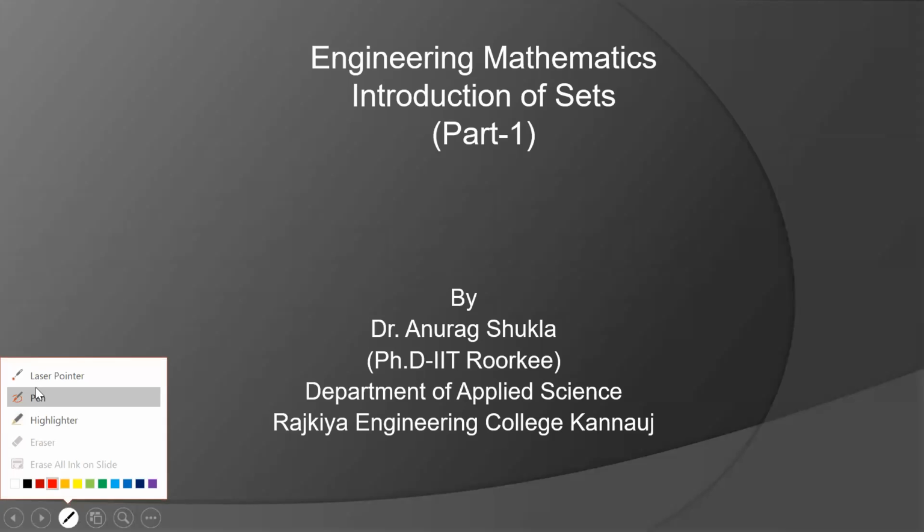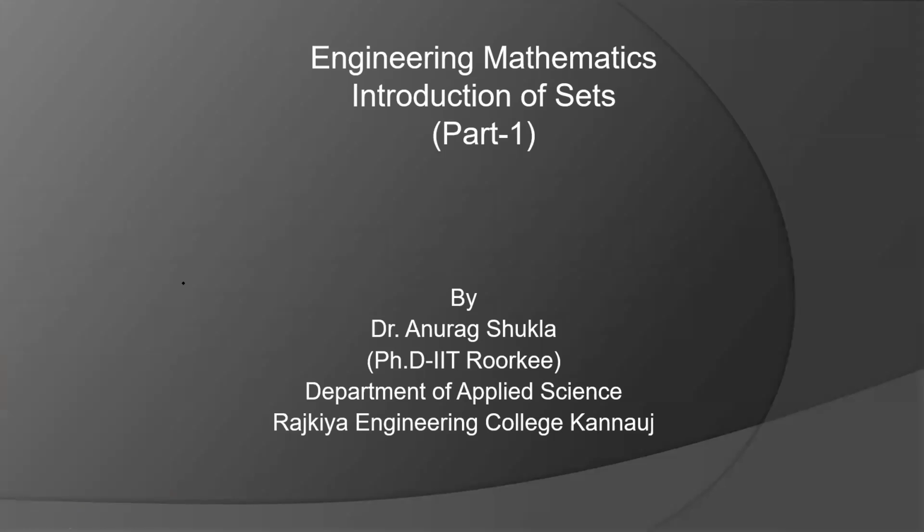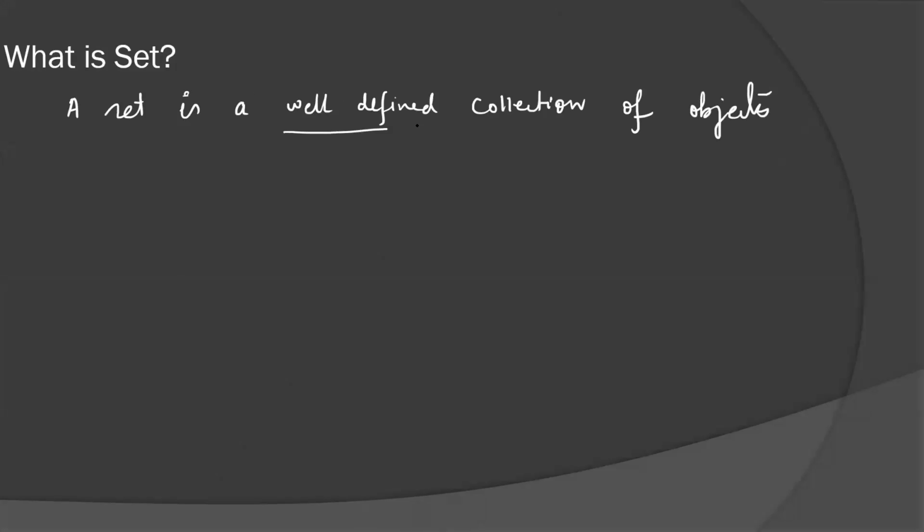Set has a very important role in understanding discrete mathematics. So let's start. What is a set? A set is a well-defined collection of objects. Well-defined is a very important meaning here. Well-defined means the definition is clear.